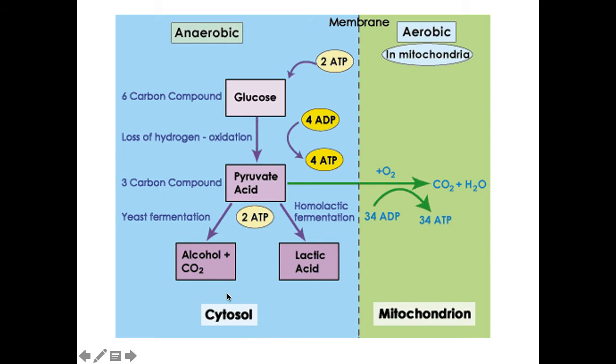So anaerobic respiration tends to take place in the cytoplasm, and then aerobic respiration takes place in the mitochondria. But there are two forms of fermentation: alcoholic fermentation and lactic acid fermentation.